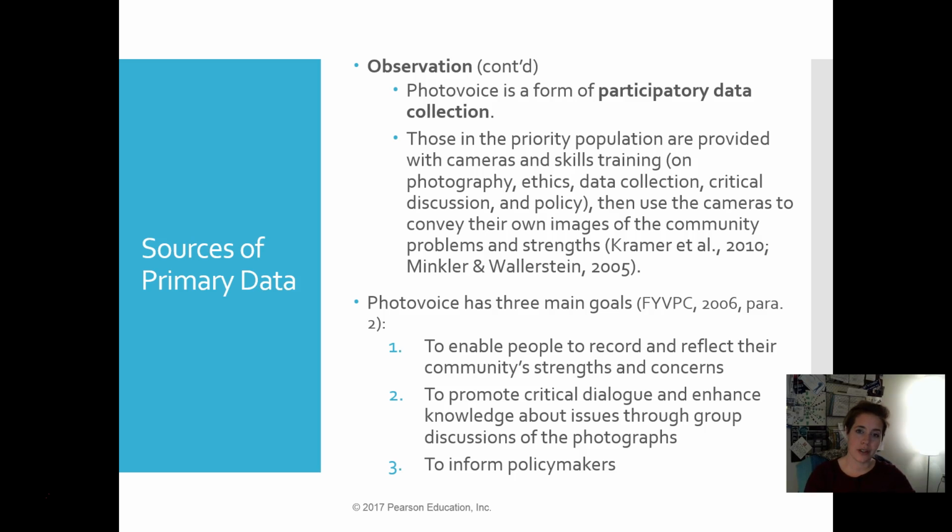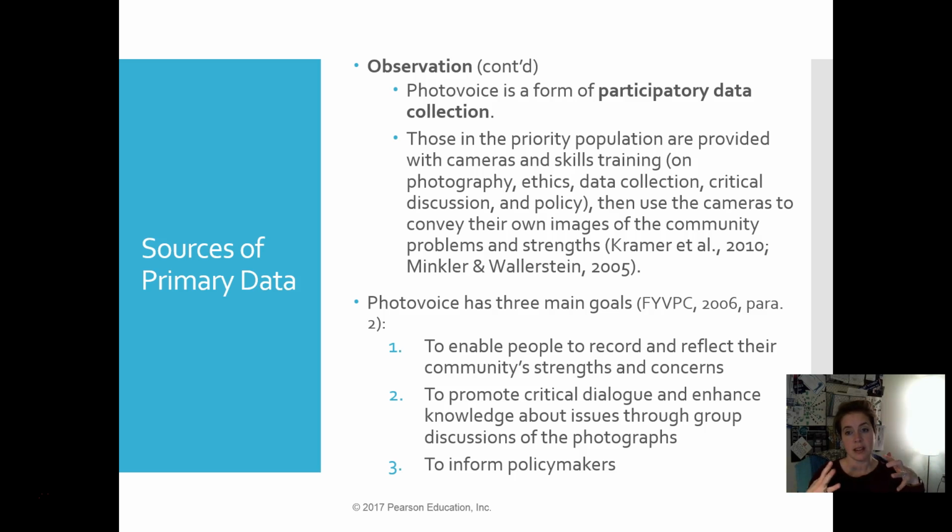Another form of observation is photo voice, which some of you have heard me speak about before because I'm hopefully in the works of getting one project off the ground in photo voice. So this is where you ask community members to do something similar to what I just described in terms of the windshield or the walkthrough, but you're giving them cameras and you're asking them to pick up and document their own experiences in their communities. So you're enabling folks in the community to record or reflect on their strengths and their concerns in hopes that you can have a critical dialogue based on that information that's collected.